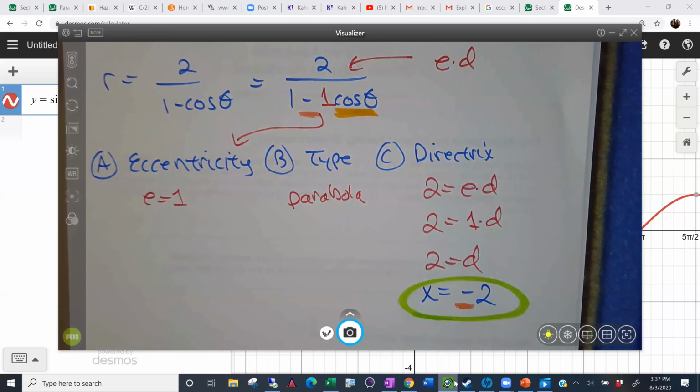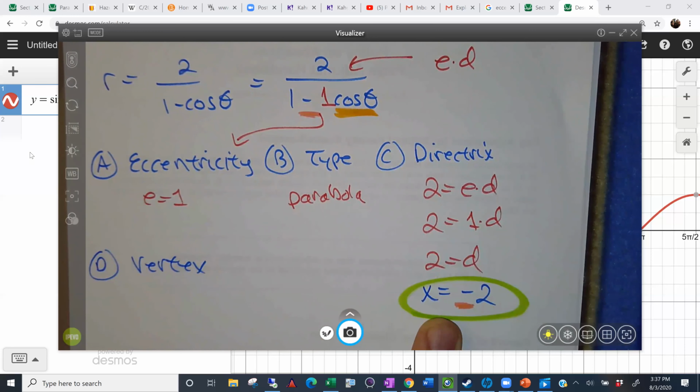Now we're also going to take a look at the vertex, see if we can figure out what that's going to be. And for that, let me remind you of the graph of the cosine. So before I go to the graph of the cosine, are we okay with these first 3 conclusions?